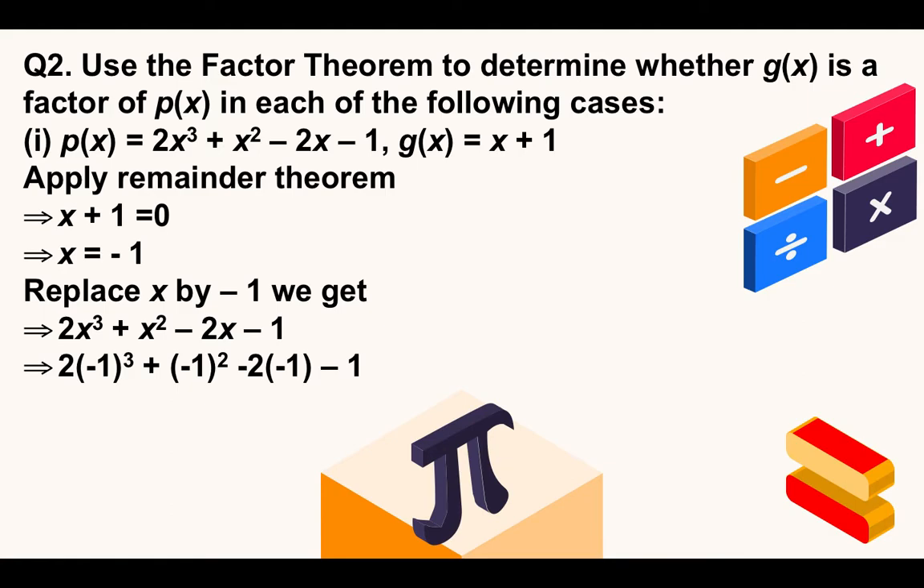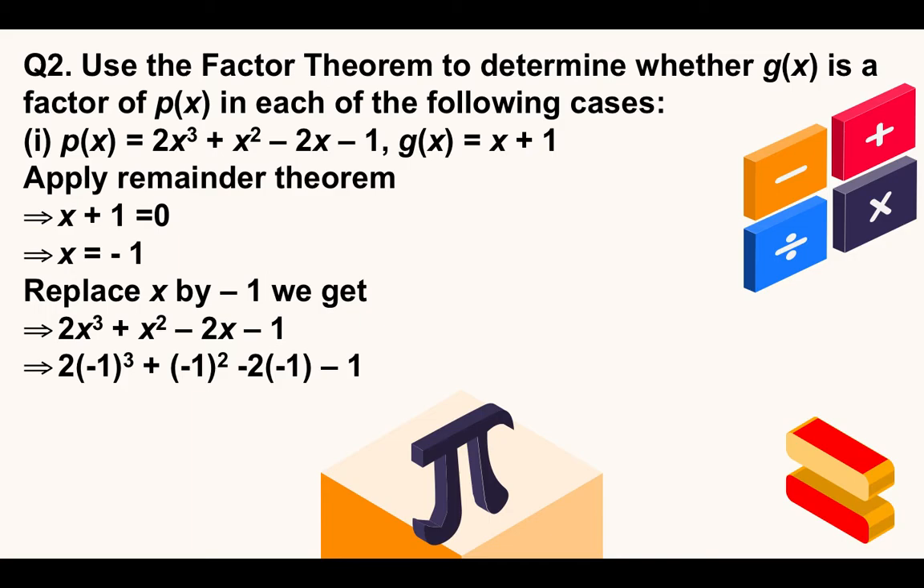So what do I get? 2 into x cube, so it means 2 multiplied by minus 1 whole cube, because the value of x is minus 1. Then plus x square, so instead of x square again I will write minus 1 whole square. Then minus 2x, so I'll write minus 2 multiplied by minus 1 because the value of x is minus 1. Then again the minus 1 constant term I'll bring it down.